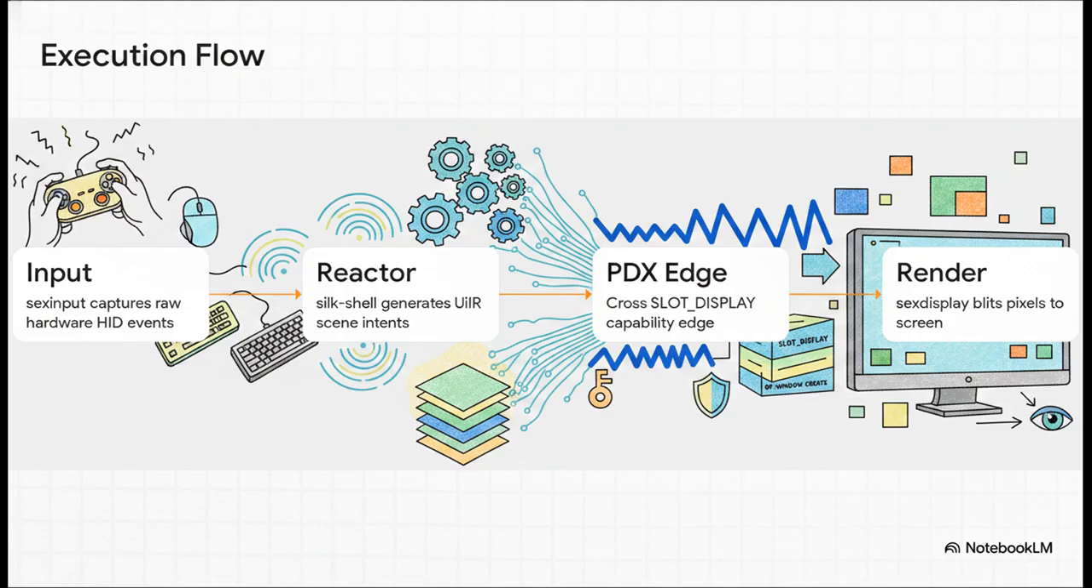First, sex input captures the raw hardware HID events. Next, Silk Shell acts as a pure event reactor. It takes those events and generates our universal UI intermediate representation, or UIIR scene intents. From there, we cross the PDX capability edge, specifically using SLOT display and OPW endo create. And finally, SexDisplay, which is our deterministic state reducer, reads that intent and blits the actual pixels to the screen. It is a strictly one-way flow of information, no exceptions.